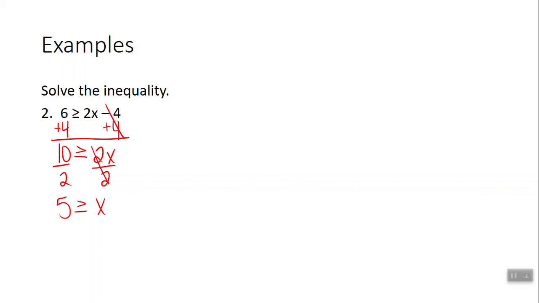Number 2, we have 6 is greater than or equal to 2x minus 4. So again, we're going to start over here. We're going to add 4 to both sides. Remember, you're trying to isolate the variable, get the variable by itself. So 10 is greater than or equal to 2x. Now we're going to divide both sides by 2. We get 5 is greater than or equal to x. Remember though, we always want our variable on the left hand side, so we're going to just flip the whole thing around and say x is less than or equal to 5.